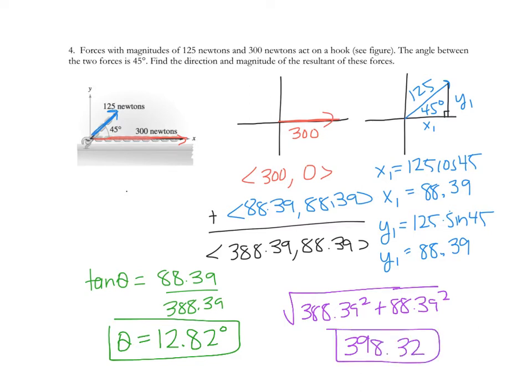Alright, so I hope that helps. Again, anytime a vector is either horizontal or vertical, you can write the component form right away, because you don't have to do Pythagorean theorem, you don't have to do SOHCAHTOA. You already know what the horizontal and vertical components are, so just write that out right away.